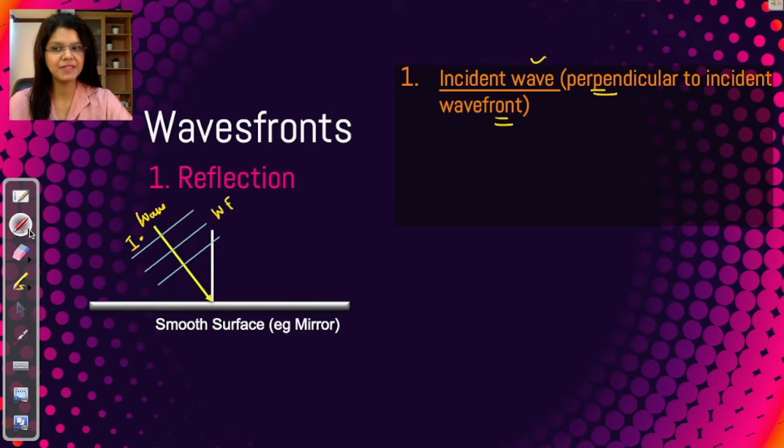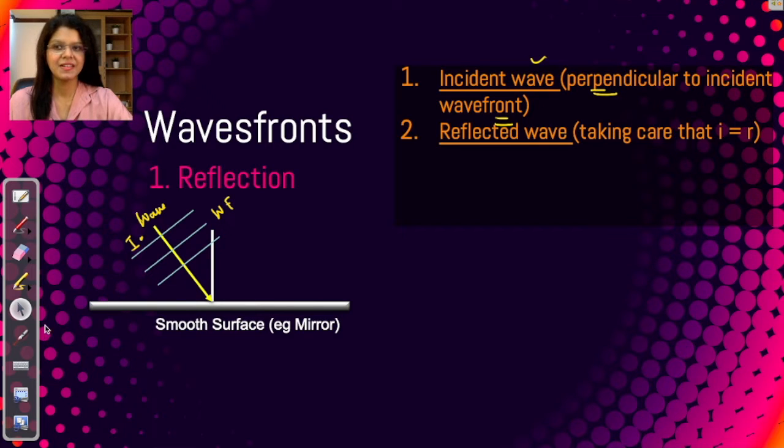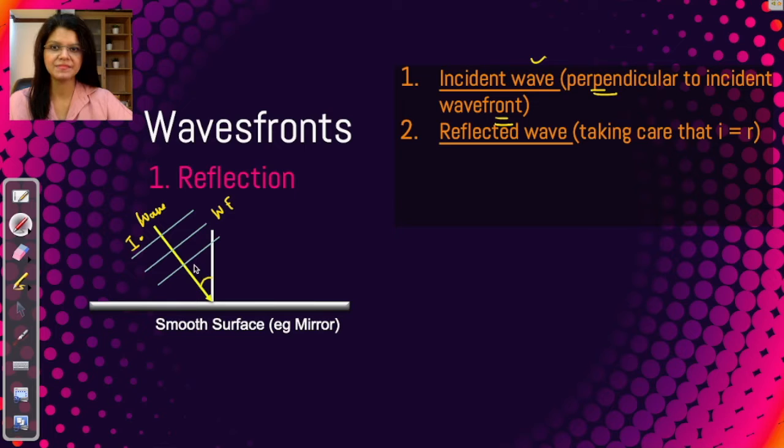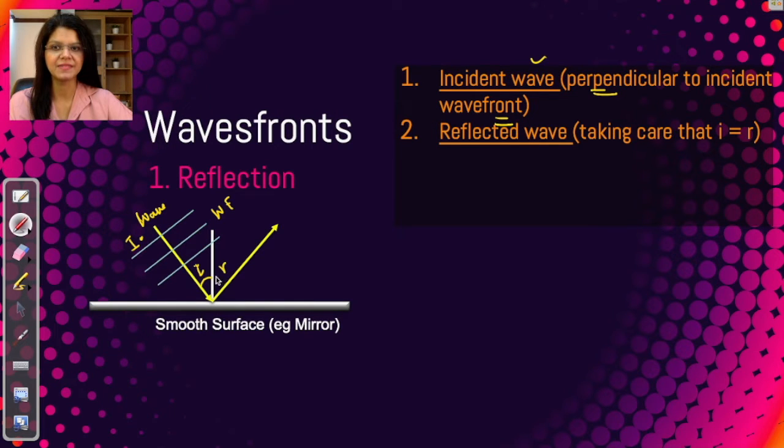Reflected wave, you know how to find out. Simple and easy. We have just done it. Reflected wave, you have to draw, taking care that I is equal to R. So where is I? This is I. You have identified I. Draw the reflected wave. You can pause the video here for a bit. Come back and play the video. So here is your reflected wave. You have to take care that I is equal to R. I should be equal to R.